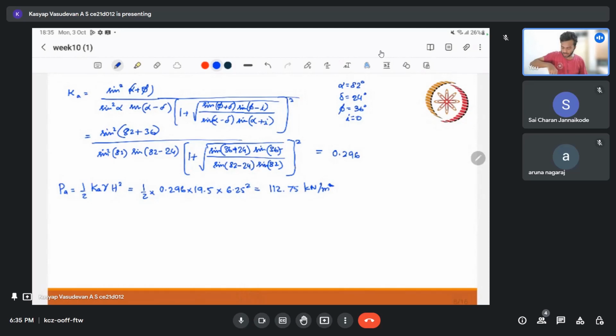Since this is a plane strain problem, we are assuming just 1 meter length of the retaining wall. So this is the total load in that 1 meter. So we got the total load. So let us resolve now.